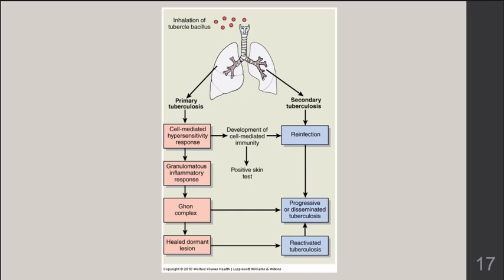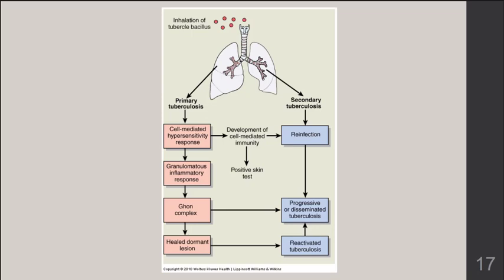There are two clinical phases of tuberculosis, primary and secondary. Primary is what many people have. If they're in contact with somebody with tuberculosis, then they can develop primary tuberculosis. What happens is it gets into the lungs, a cell-mediated hypersensitivity response occurs, and a granuloma will form called a Ghon complex. It's the Ghon complex that is a lesion that can be seen in a person's lungs on x-ray.